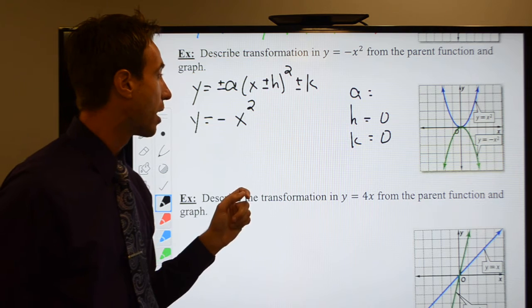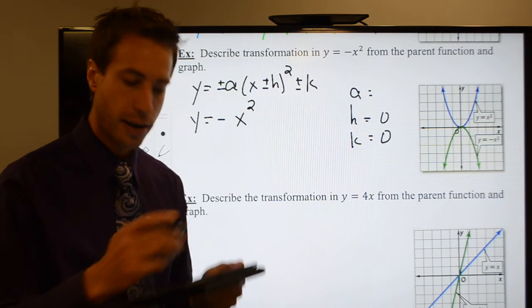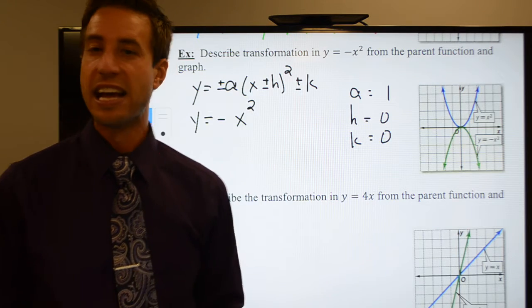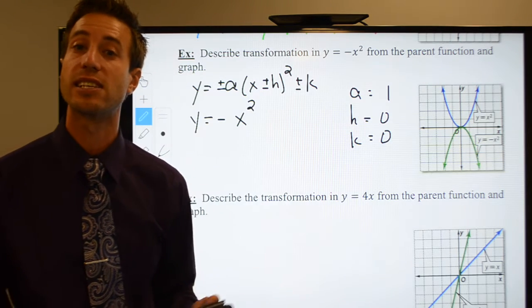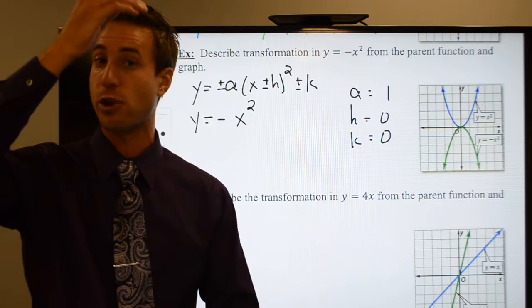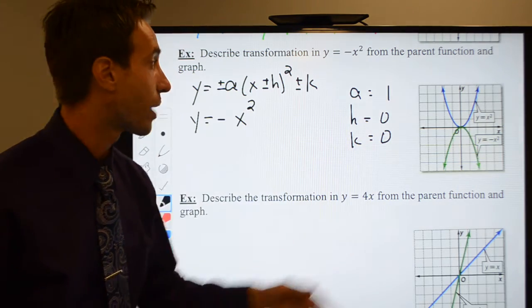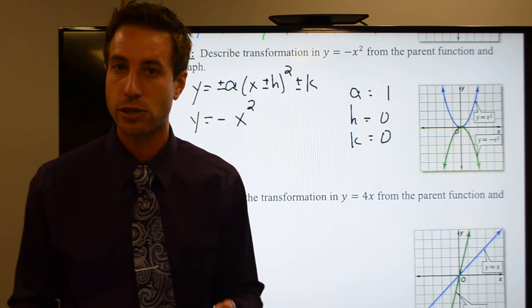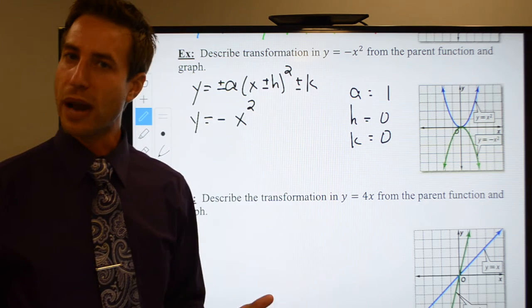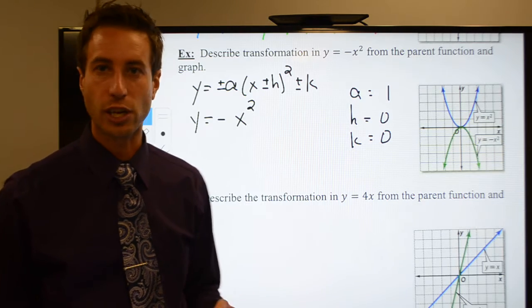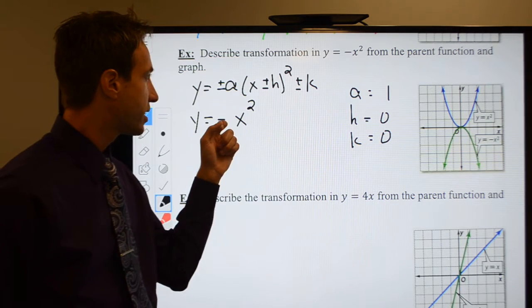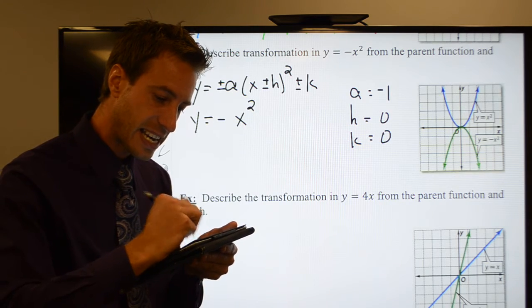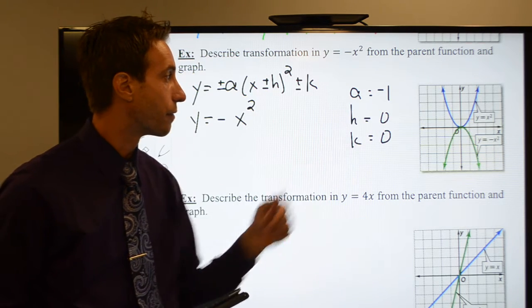The value of a is that implied 1 that's always written, and remember we said that whenever a is 1, this does nothing as far as a dilation goes. It neither stretches nor compresses, right? Because 1 times anything is itself. It doesn't change the graph at all. So if I don't have a dilation, what is actually going on here? Well, we notice that it's a negative 1 in front, which means I actually have a negative 1 for a.